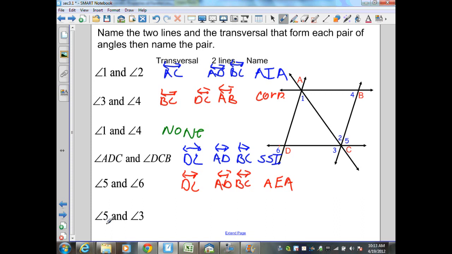Angle 5 and angle 3. From previous sections, I think we know that angle 5 and 3 are vertical angles. Therefore, they are not special pairs of angles formed by a transversal and two intersected lines from that transversal. These are formed by just two intersecting lines. The two intersected lines here are BC and DC. There is no third line.